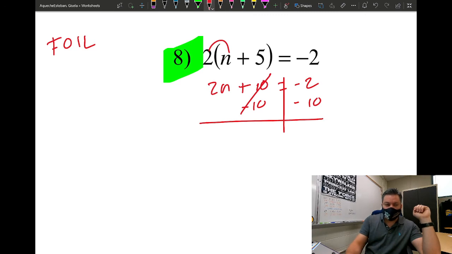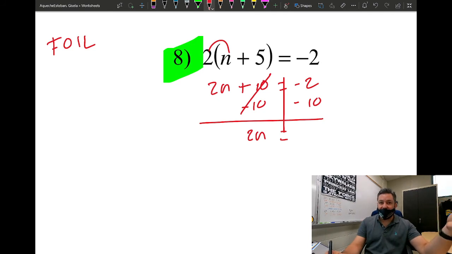That goes away. I'm left with 2n on the left equals, we have the same sign, so we're going to add them and keep the sign. Don't forget that, okay? So this is going to be 12, positive or negative? Negative. Very good. One last step.